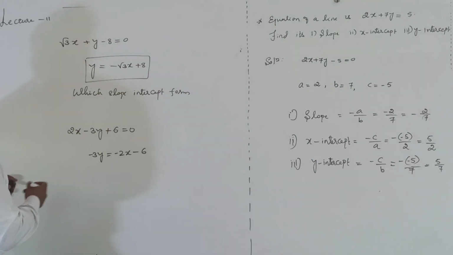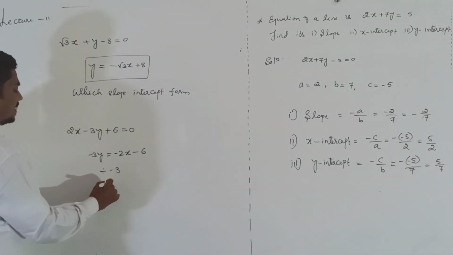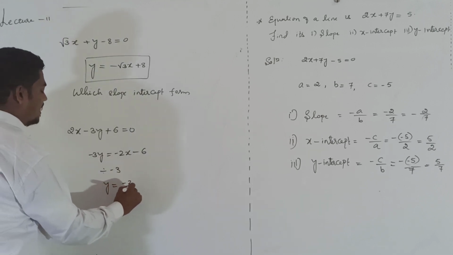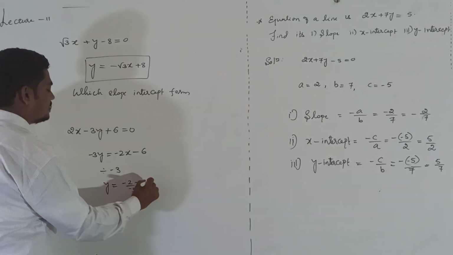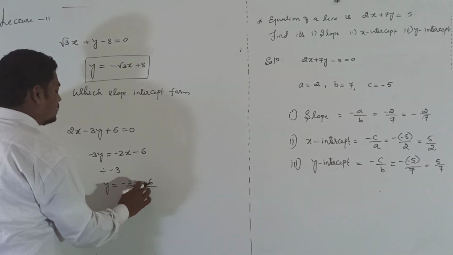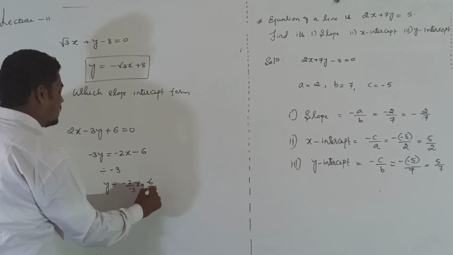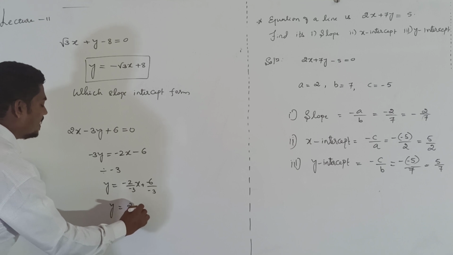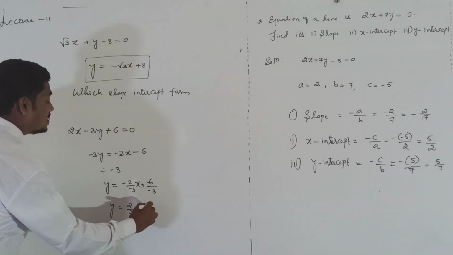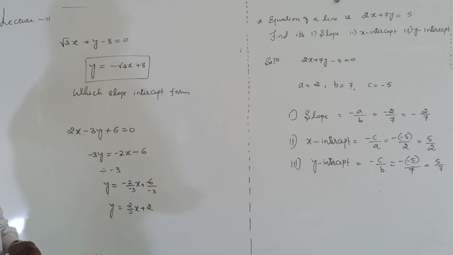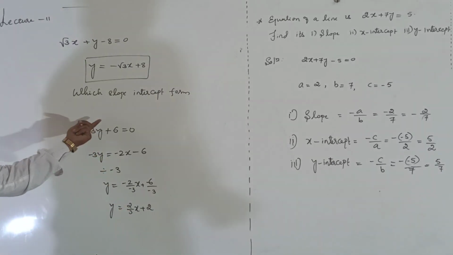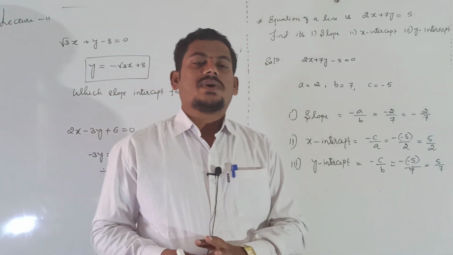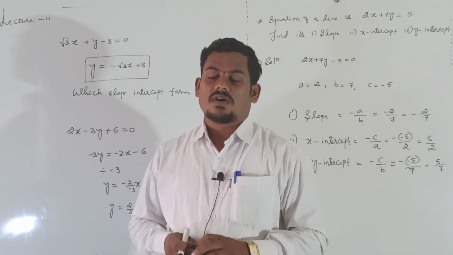Now make the coefficient of y as 1, so divide by minus 3, or send this minus 3 to the RHS. Minus 2 divided by minus 3 into x, minus 6 divided by minus 3. After that y is equal to 2 divided by 3 into x plus 2. This is the slope intercept form of the line 2x minus 3y plus 6 equal to 0. Reduce the equation of the line into slope intercept form, right?